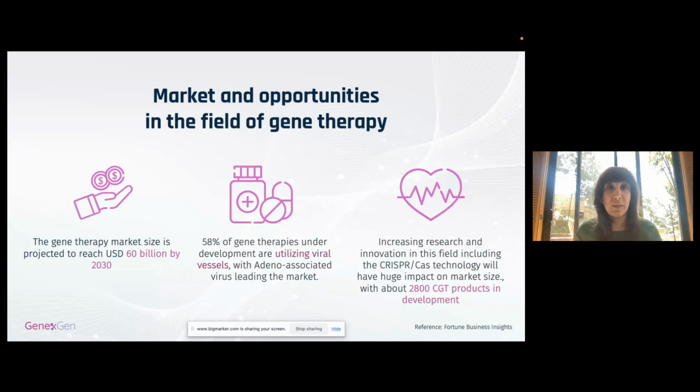And in most of these gene therapy trials, whether in clinical trials or the FDA approved ones, the majority utilize viral vectors such as adeno-associated virus to deliver genes to the patients. In parallel, increasing research and innovation in gene editing or epigenetic editing tools, such as CRISPR or zinc finger technology, has had a huge impact on opportunities and market size for gene therapy, with about 2,800 gene and cell therapy products in development. So there is a lot of potential there.